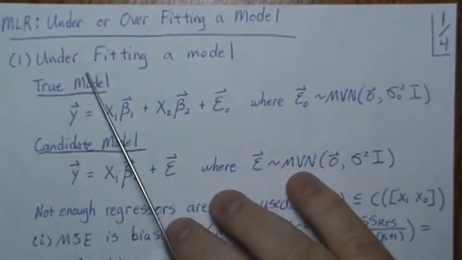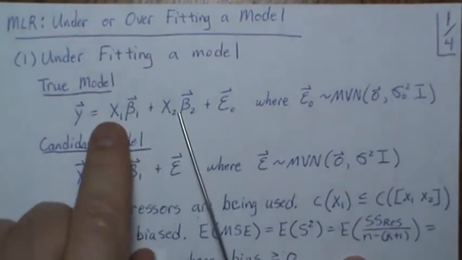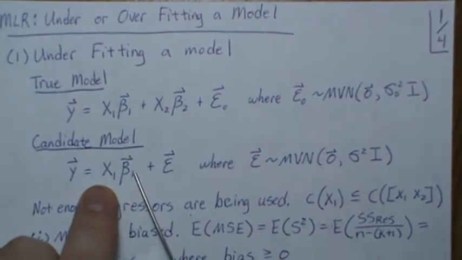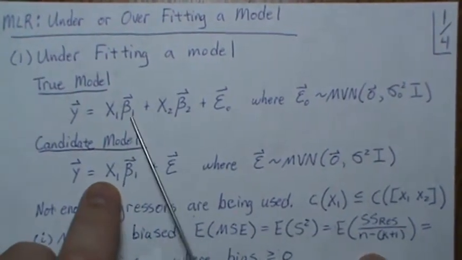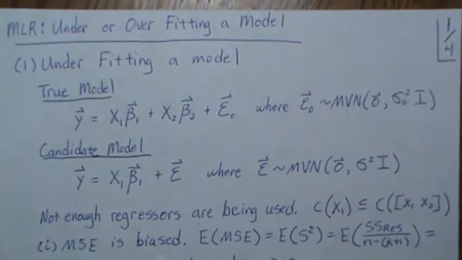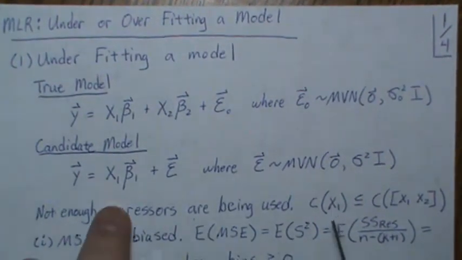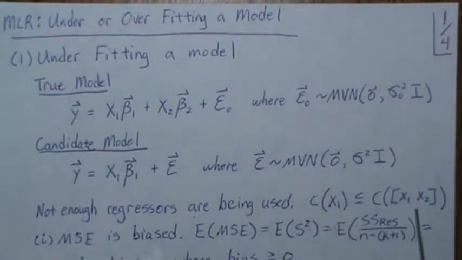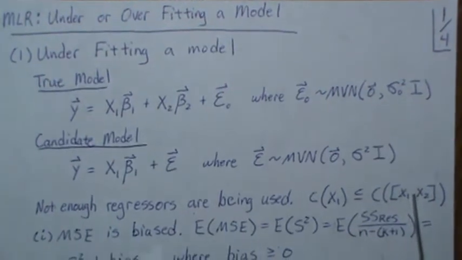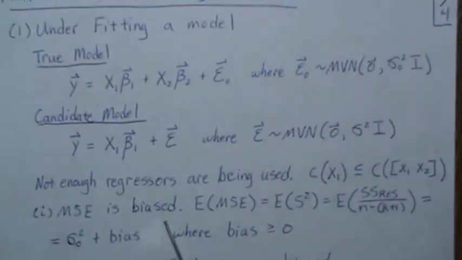So first, let's look at underfitting a model. And what that means is the true model has lots of predictor variables, but our candidate model only has a subset of the true predictor variables. So basically not enough regressors are being used. So the column space of our candidate model is a subset of the column space of the true regression design matrix. So one of the consequences is that the mean square error is biased.